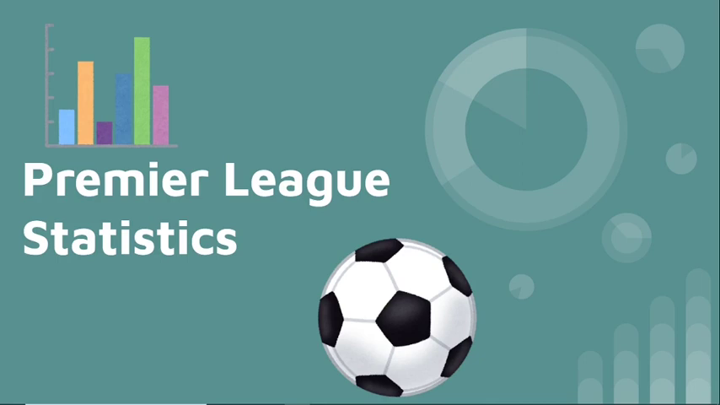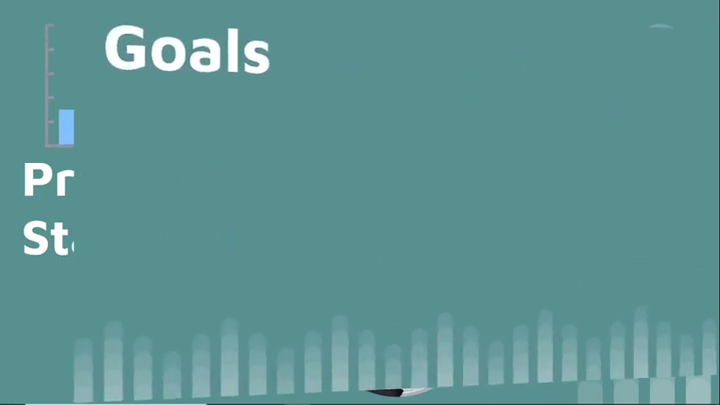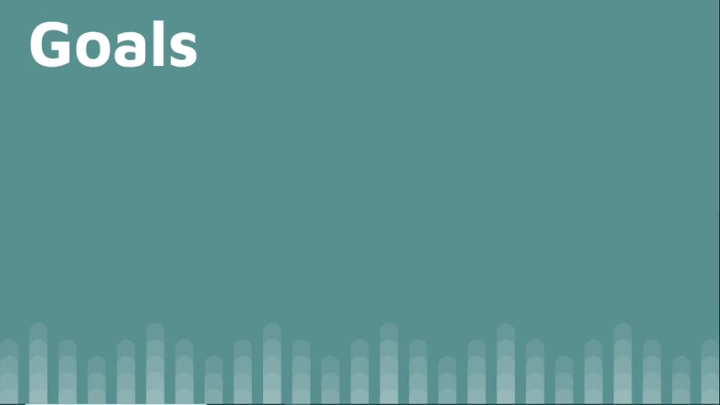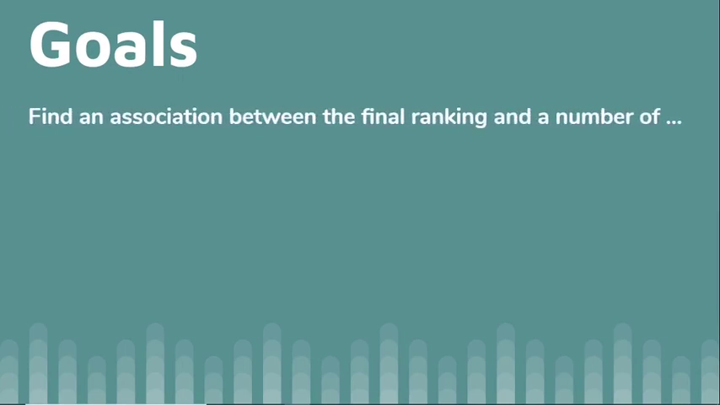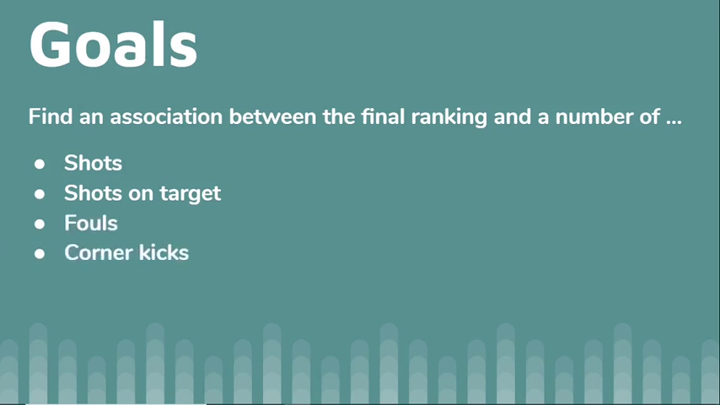Today I'm going to show you how to do statistical analysis for the Premier League. The goal of this YouTube video is to find the association between the final ranking and the number of shots on target, fouls, corner kicks, yellow cards, and red cards.